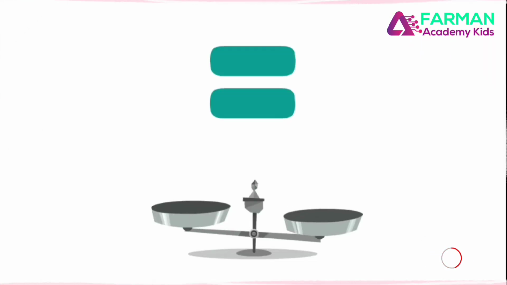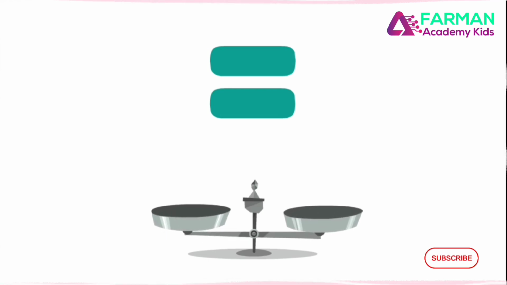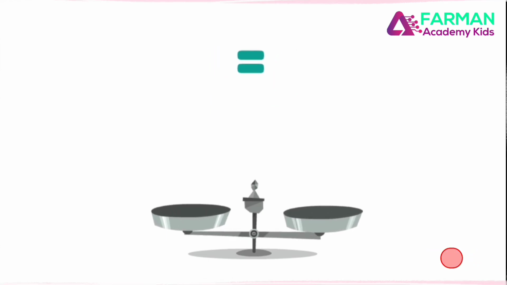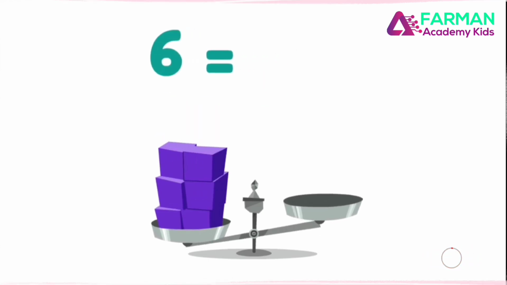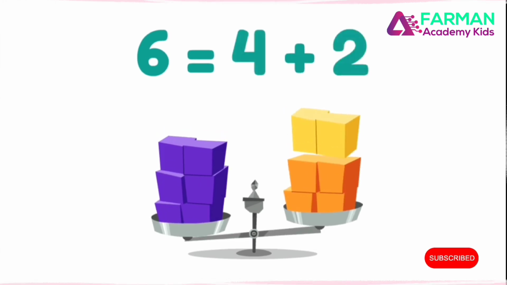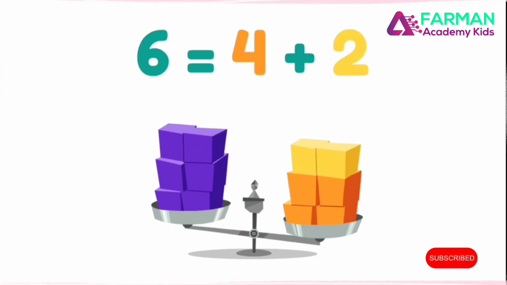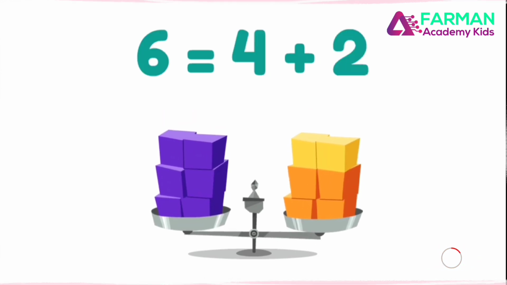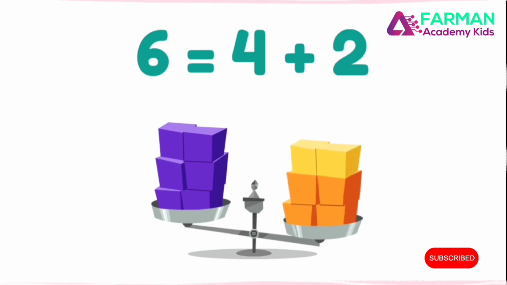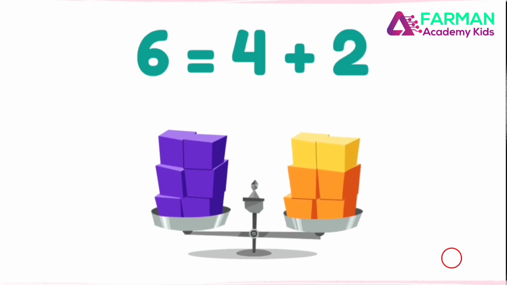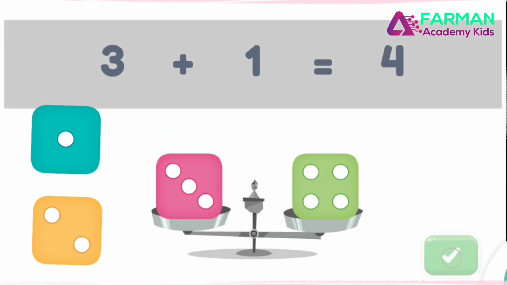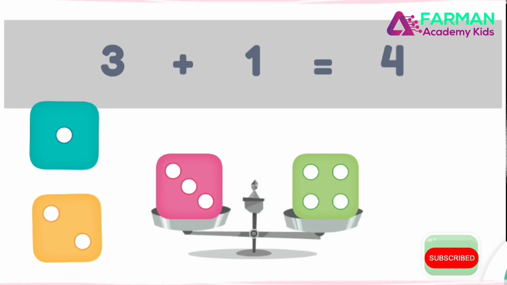The equal sign means that things on both sides of the equation are the same. This side has 6, and this side has 4 plus 2. 4 plus 2? That's 6! So, this side has 6, and this side has 6! The equal sign was right! Both sides are the same!